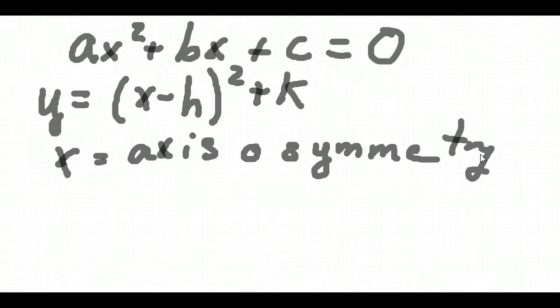And then you have k. And k is basically the vertical movement of your parabola. So the k tells you where your vertex is, where it makes that corner vertically. If the k is positive, the vertex will be above the x-axis. If it's a negative number, the vertex is below the x-axis. So that is the k.